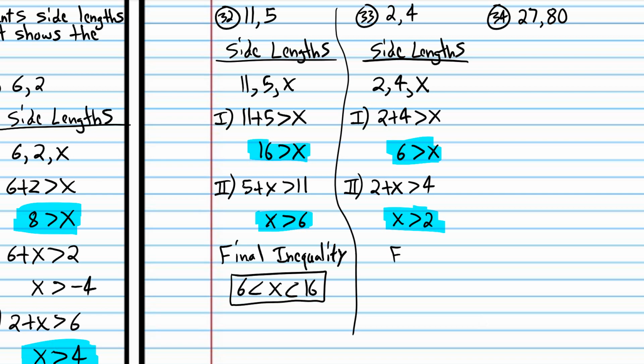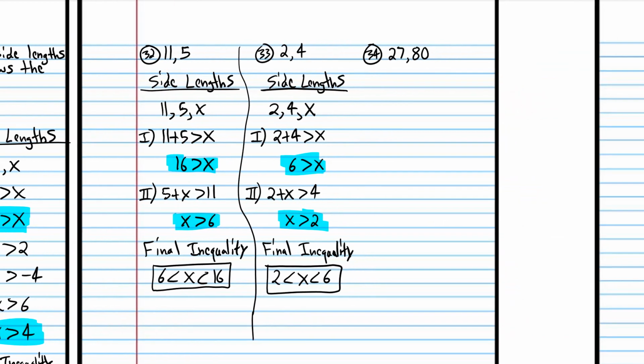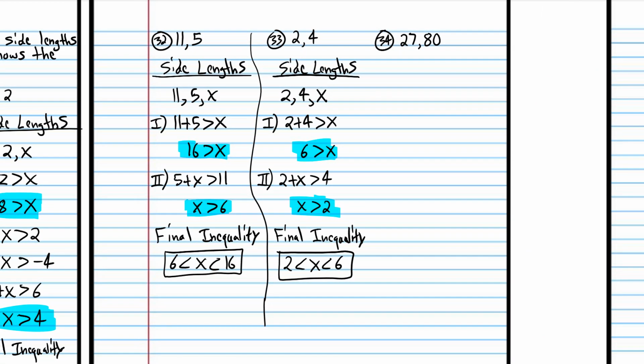So the final inequality tells us x must be greater than 2, but less than 6. In other words, it's between 2 and 6. So if you got that answer, good job. All right, go ahead and try number 34, and when you come back, we'll do it together.